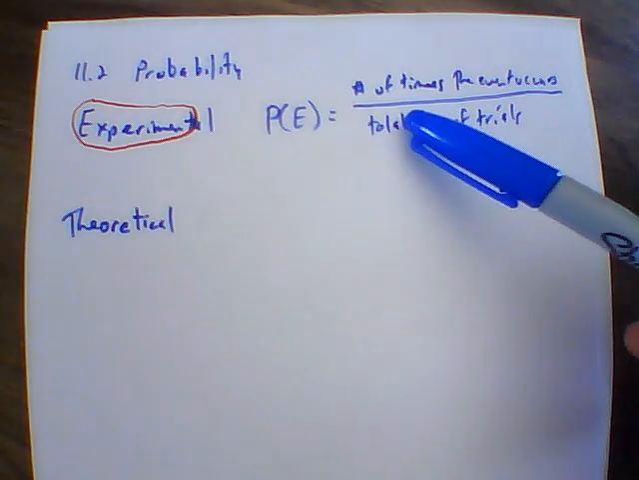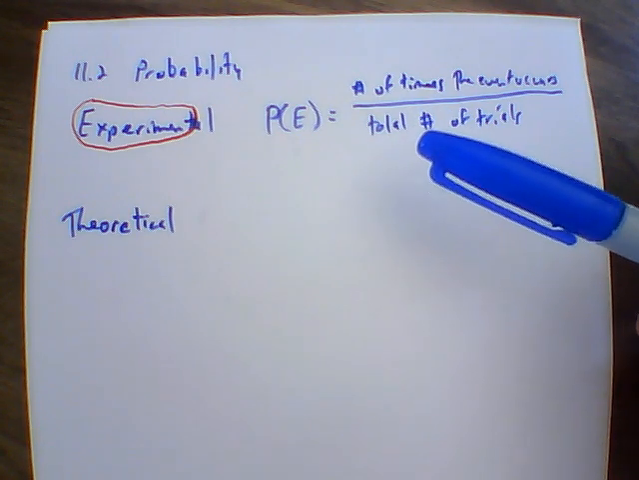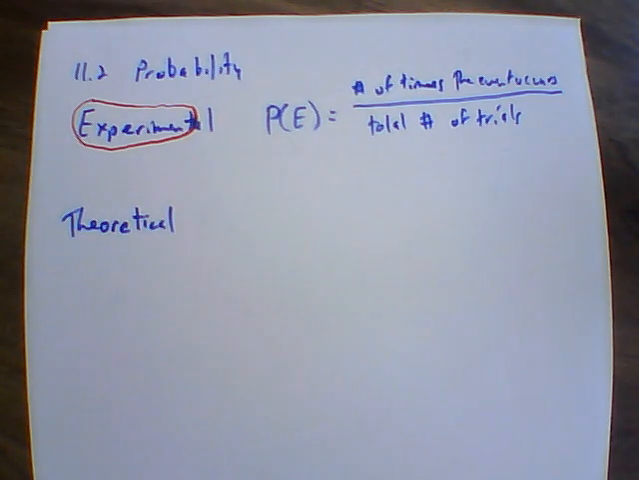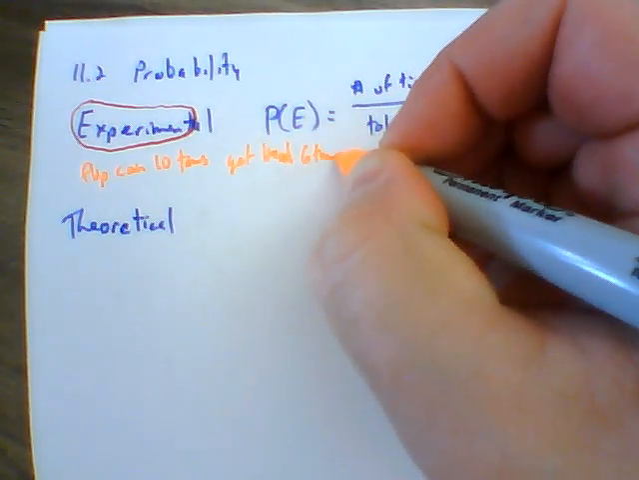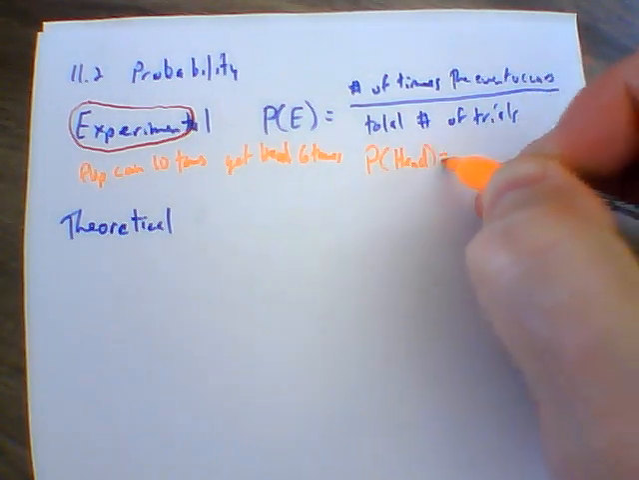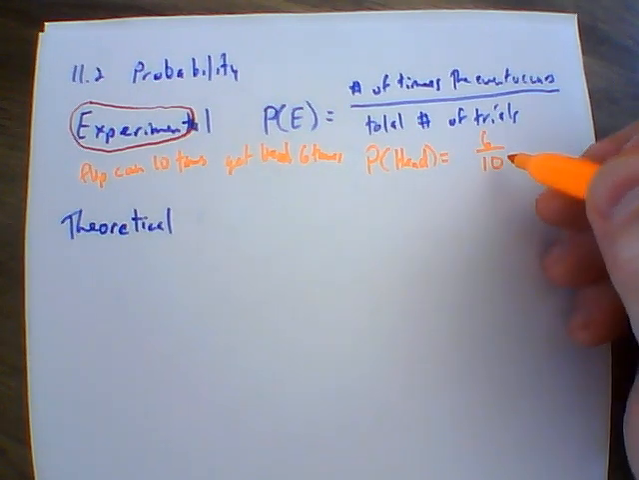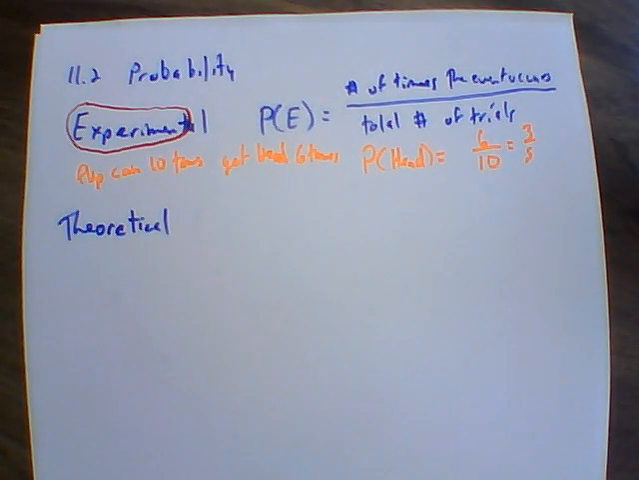This is where we could talk about flipping a coin 10 times and getting a head 6 out of 10 times. So if I flip a coin 10 times and get a head 6 times, this means my probability of a head is going to equal 6 out of 10, which would be 3/5. So we're seeing that our probability is 3/5.